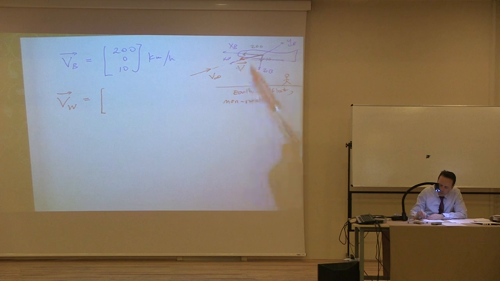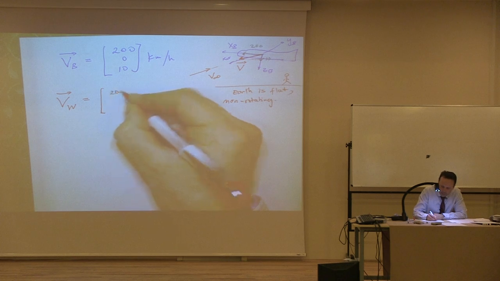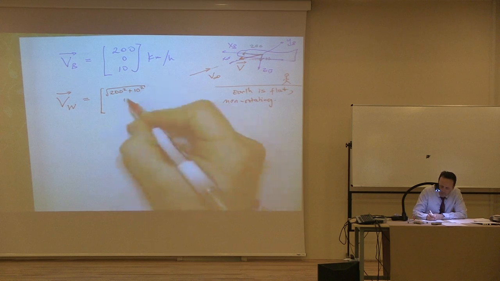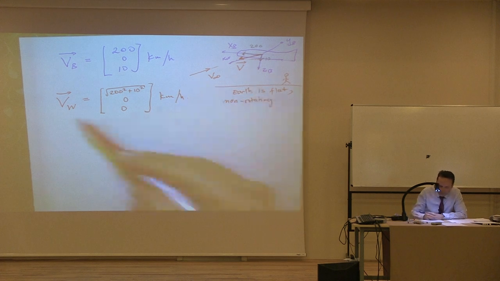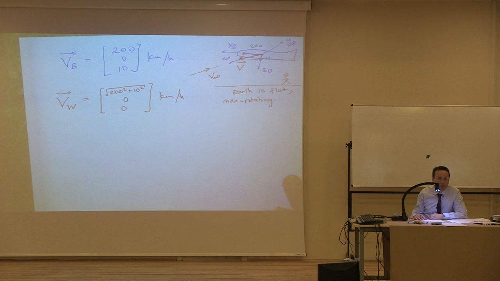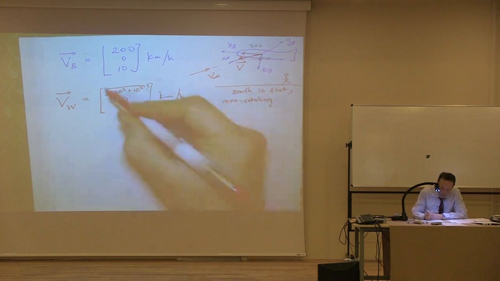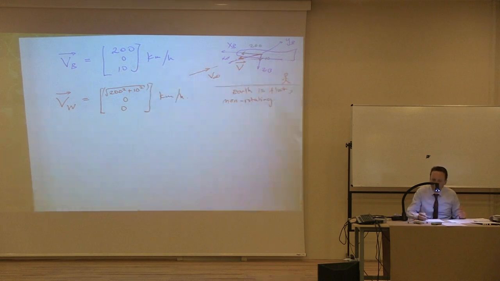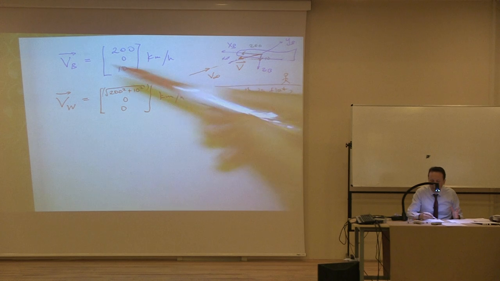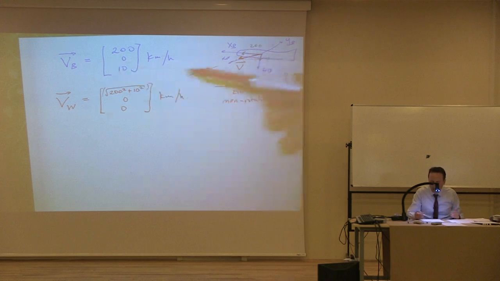So it is basically another number. It is basically this whole thing: the square root of 200 squared plus 10 squared, and then 0, 0 kilometers per hour. This is written in the wind axis coordinate system. Is that good? It's a number. So if you look at these numbers, they look like they're different velocities, but it's the same velocity vector. I'm sorry, it's the same velocity vector, but written in two different coordinate systems. And the numbers are different.